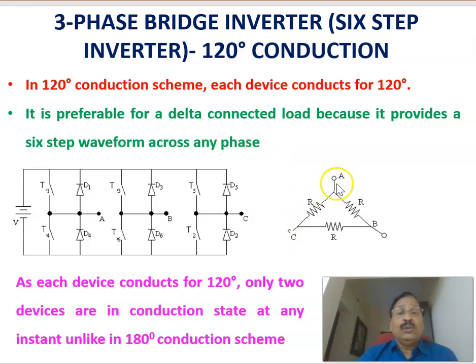In delta, the line voltage and phase voltage are the same, and we get six-step in the sense that six transitions are there for the line voltage as well as the phase voltage. As each device conducts for 120 degrees, only two devices are in conduction at any instant, unlike the 180-degree conduction scheme. In 180-degree conduction, at any instant three switching devices are conducting, two from the top and one from the bottom, or two from the bottom and one from the top. But in the 120-degree scheme, only two devices conduct, one from the top and one from the bottom.